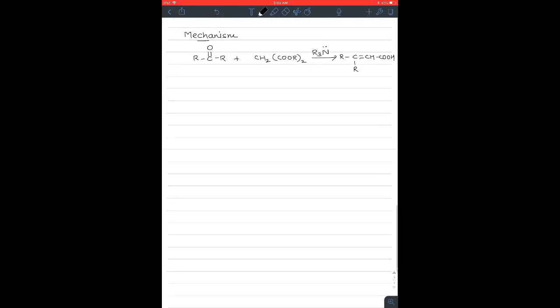So what will be the product of this reaction? The product of this reaction is RCR double bond CH and COOH. This is the product of this reaction. Now how we are getting this product, that we have to understand. So in the first step, before that, just try to check the structure of this molecule. It is CH2, C double bond O, OR, and this side again C double bond O, OR.